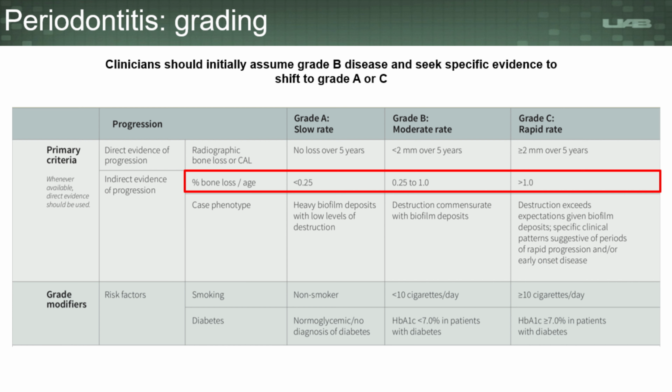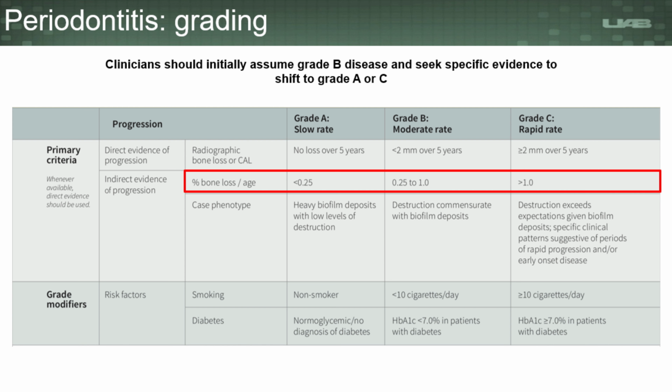The grade B is anything over a quarter of the age of the patient up to about the same as the age of the patient. And I'll give you an example of how that actually can be done quite easily.